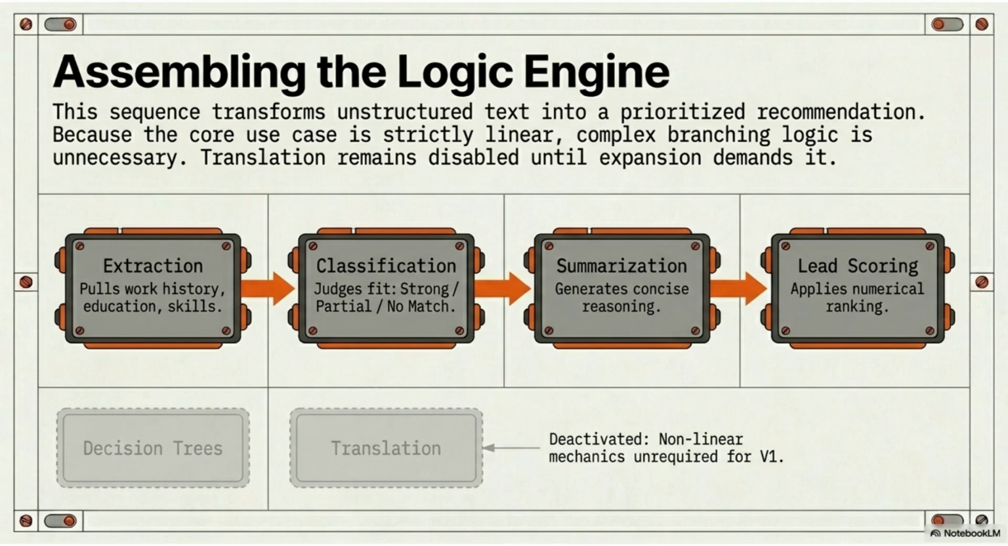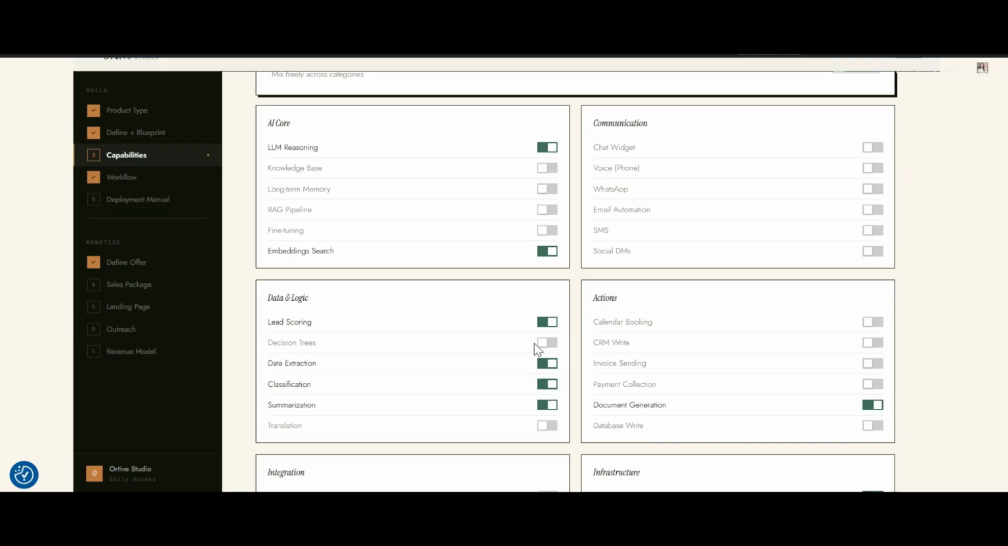Decision trees and translation are off. The product does not need branching logic to route users through different workflows.